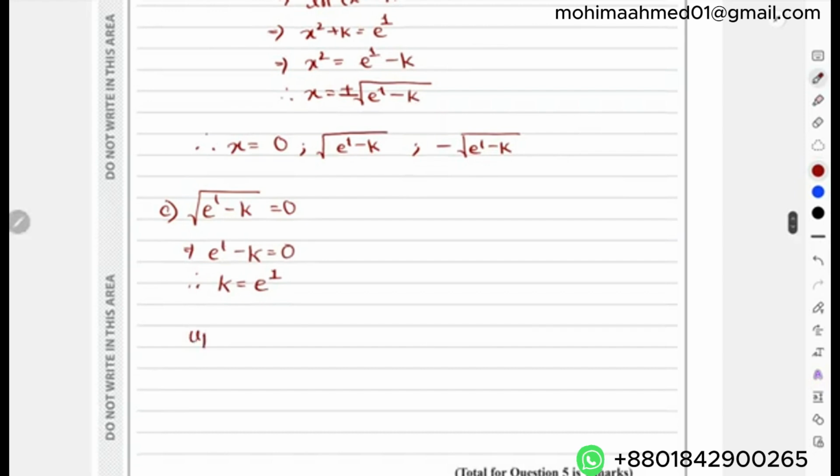So for the upper limit, we'll write k is greater than e^1. If it was the lower limit, then we would write less than e^1, right? So yeah, that is the end of your question 5. I hope it was clear enough. We'll move on to question 6.